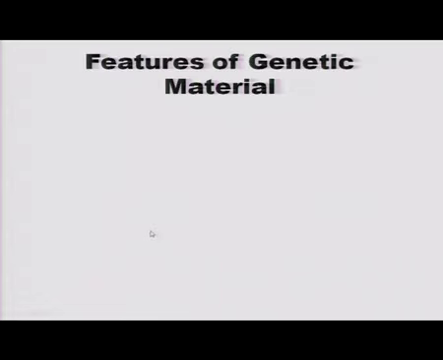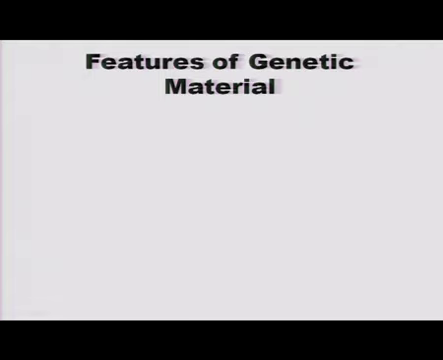Now, let us know about the features of genetic material. What makes a biomolecule genetic material? Do you know what is the meaning of genetic material? Yes, genetic material is that biomolecule which transfers the information from one generation to another. Whatever characters, whatever traits, whatever phenotype is there in the parents, that is being carried to their offspring. So, whatever biomolecules can transfer all this information from parents to offspring are considered genetic material.